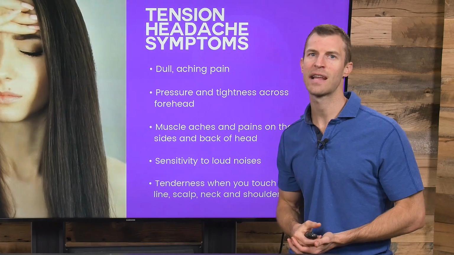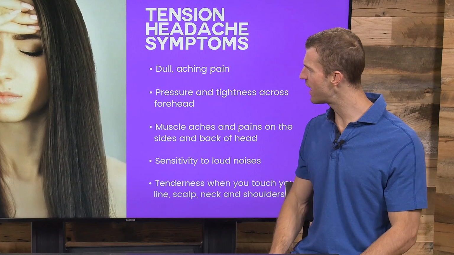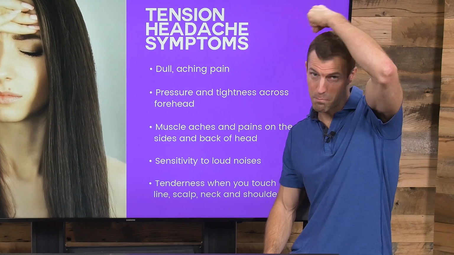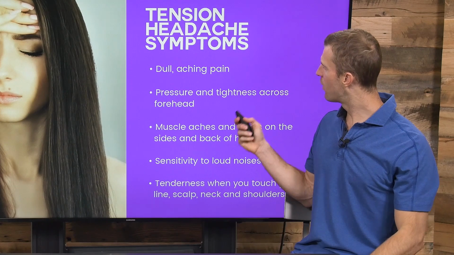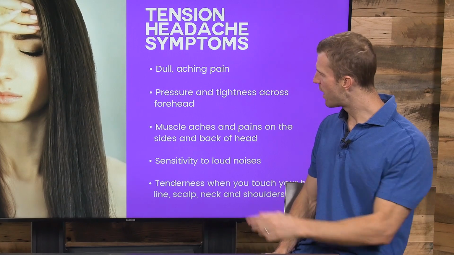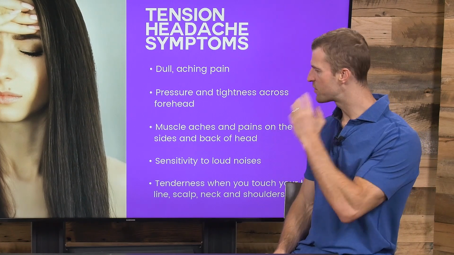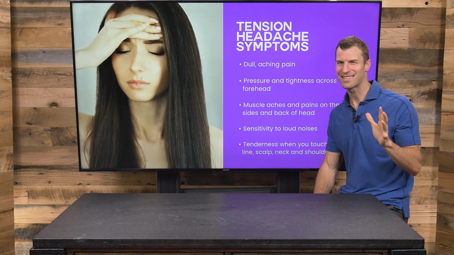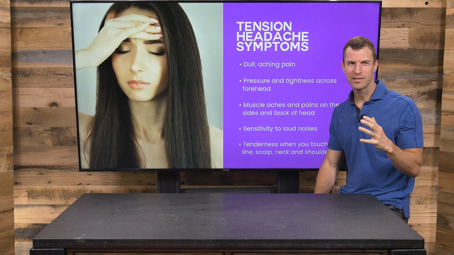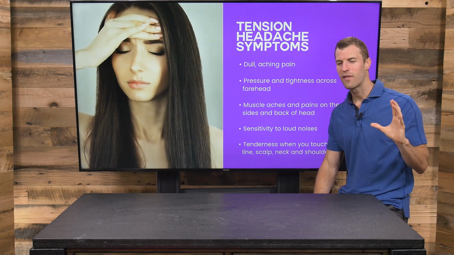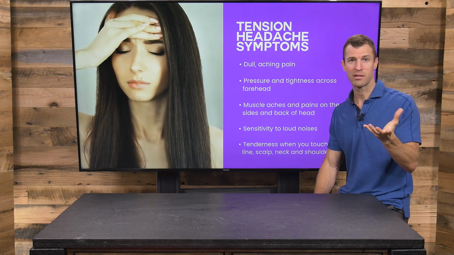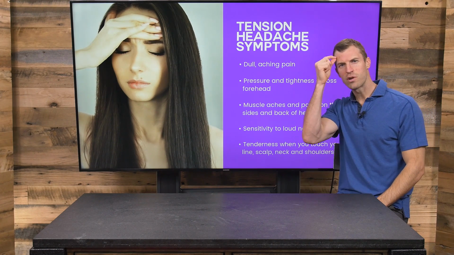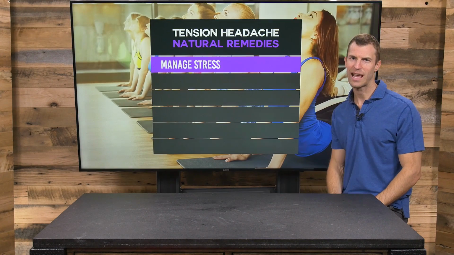So let's first talk about tension headaches. Tension headaches tend to be a dull, aching pain around the forehead. Sometimes they'll almost wrap like a band around your head. It's pressure and tightness across the forehead, and muscle aches and pains at the base of your neck and head. Sometimes if that gets bad enough, you get sensitive to loud noises. You get annoyed very easily because you're experiencing so much pain and tension. There can also be tenderness when you touch the areas right around your scalp line.